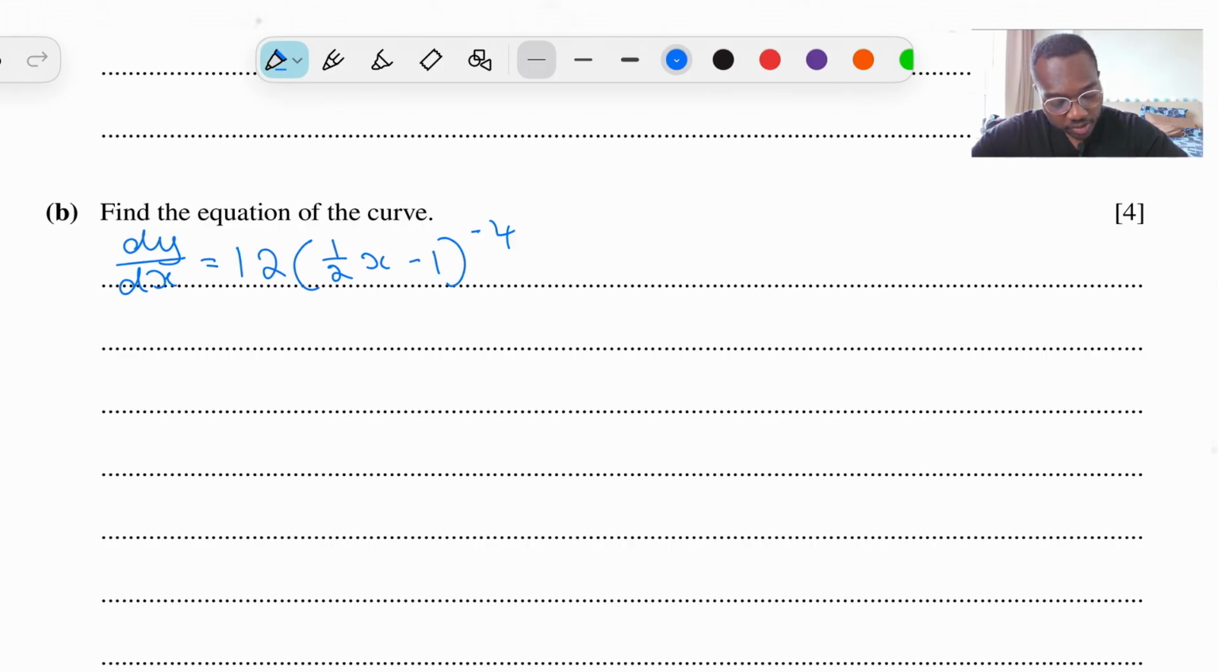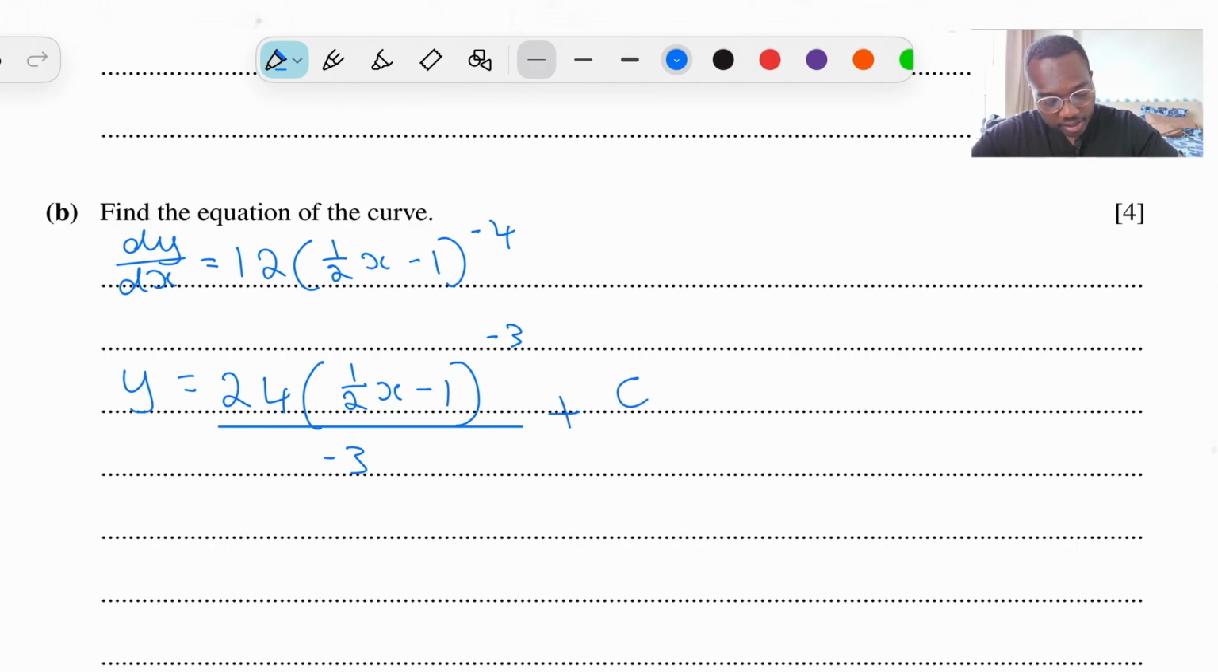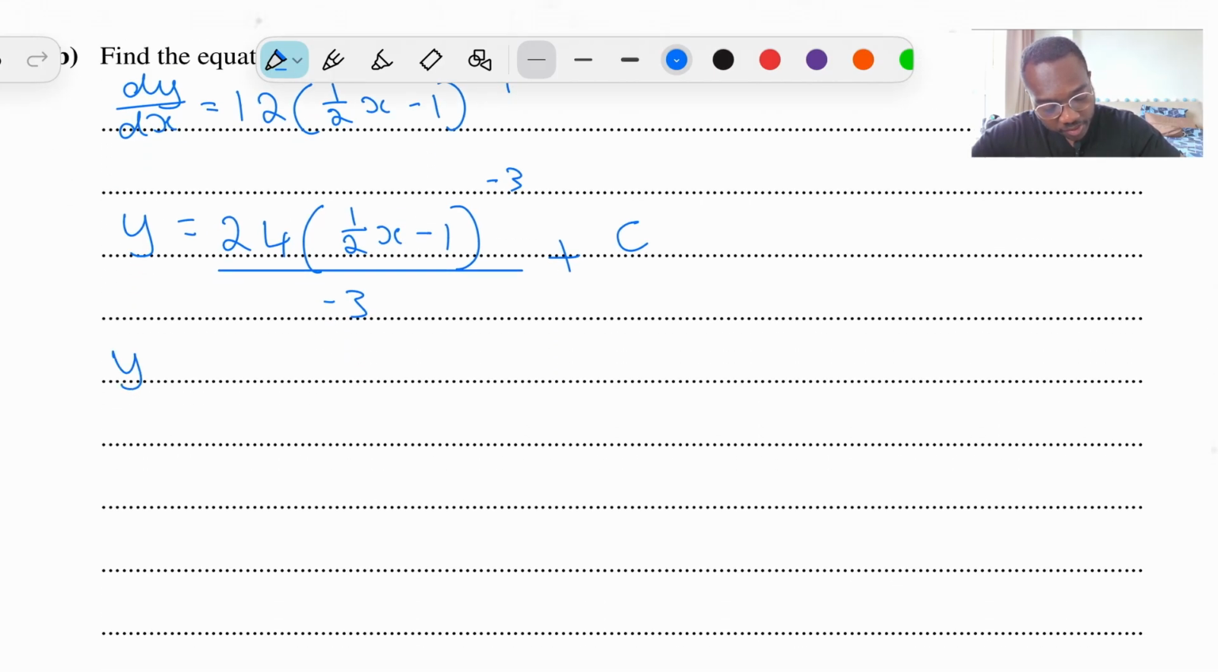So if we want to integrate this, we start off with a y. Then we would need to multiply by 2, because we take a factor of a half out and do the reciprocal. So now we do 12 times 2, so that will be a 24. In brackets, we still have the half x minus 1, and then we add 1 to the power, so we get a minus 3, and then divide by that new power, so we get a minus 3. And don't forget to have your plus c as well. If we simplify this down a bit, we get y is equal to minus 8, in brackets, a half x minus 1 to the power of minus 3, plus our c value, okay?